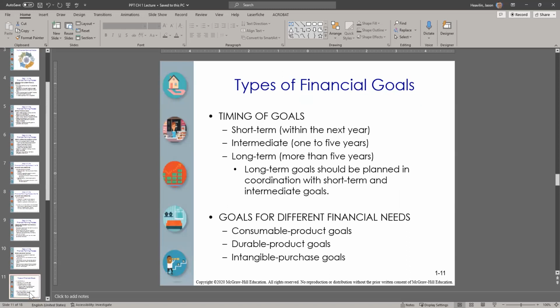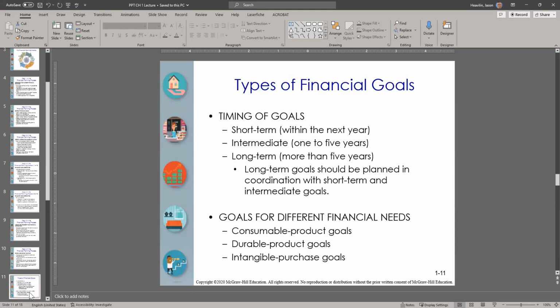Now, let's talk a little more about the types of financial goals. We went over the 6 steps. We're going to go more in detail on some of those things in between here. Timing of goals. Short term, that's typically within the next year. Intermediate, 1 to 5 years. Long-term, more than 5 years.